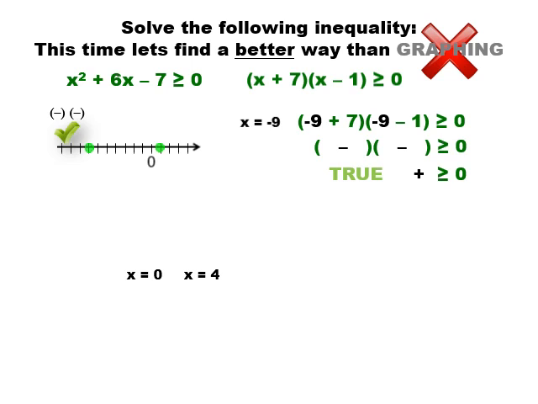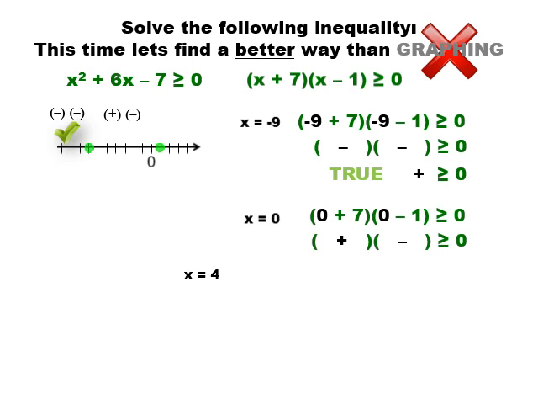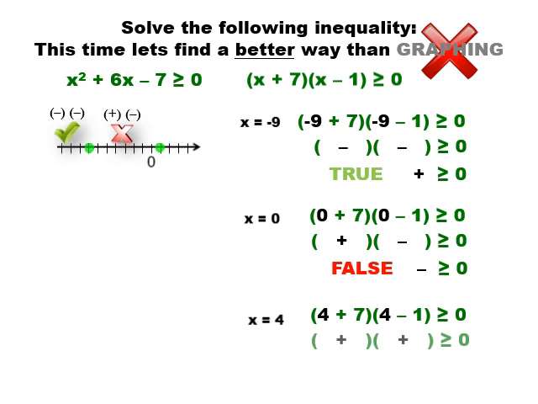Now let's check our next value, 0. Plugging a 0 in, I get a positive for my first binomial and a negative for my second. So that's going to be a negative product, and that is not greater than 0; negative would be less than 0. So that would be false. That region is not part of the solution. I don't need to check more than one value in the region. If that one value is false, I know all the values are going to be false. And then the last one: x equals 4 is plugged in, and I get a positive times a positive, which is a positive, and that is indeed greater than 0. So that satisfies.